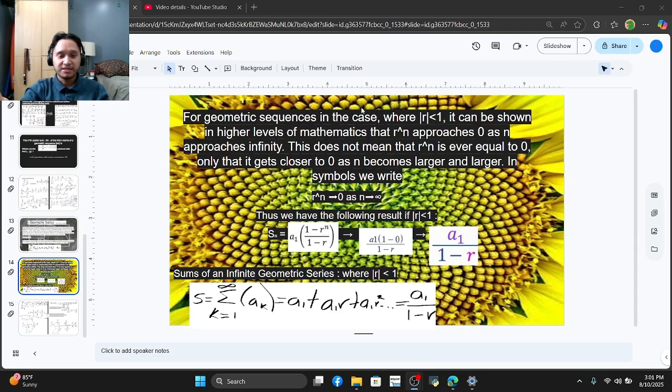So the same thing it's saying here: this does not mean that r to the power n ever equals 0. So you will never reach 1 because there will always be a 0.9 behind. It only gets closer to 0, but in this example, to 1. As n becomes larger, the number gets larger, 0.999 and larger. In symbols, we write that it's an infinite number.